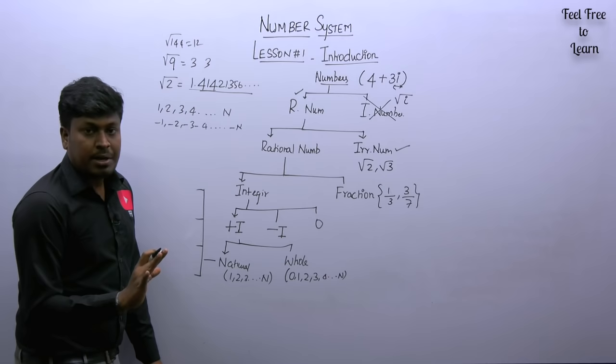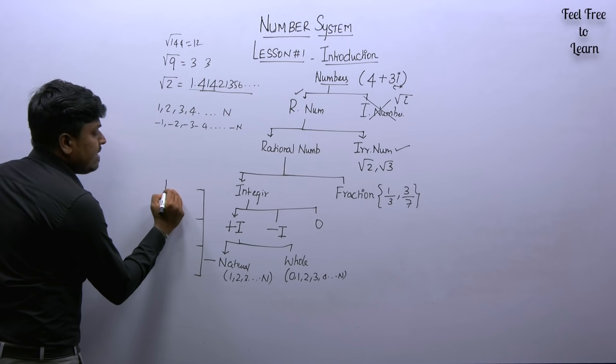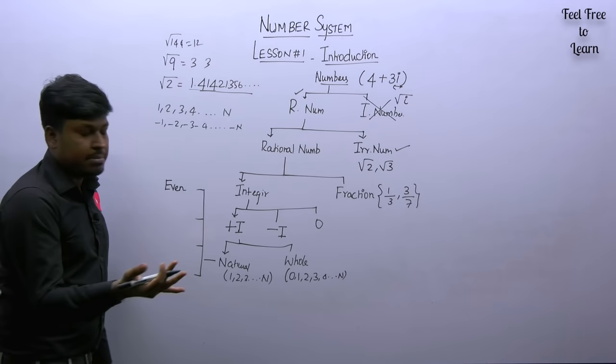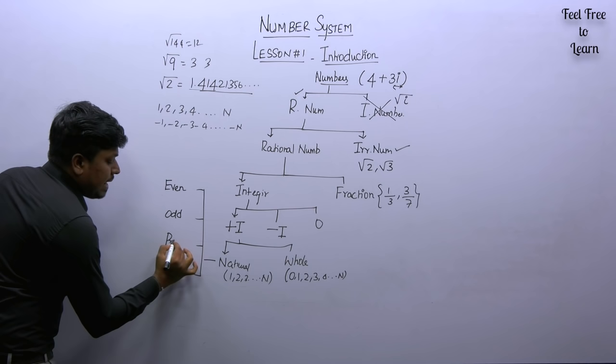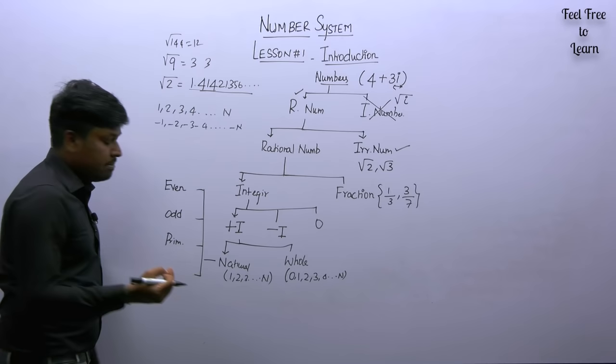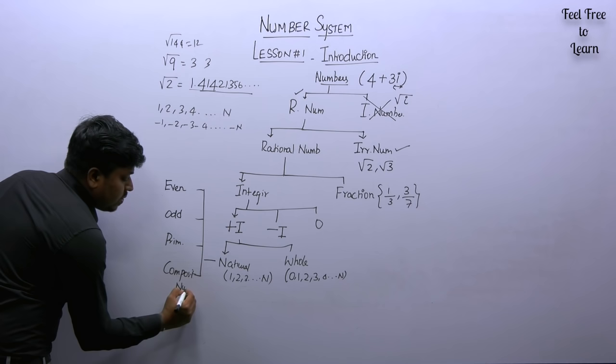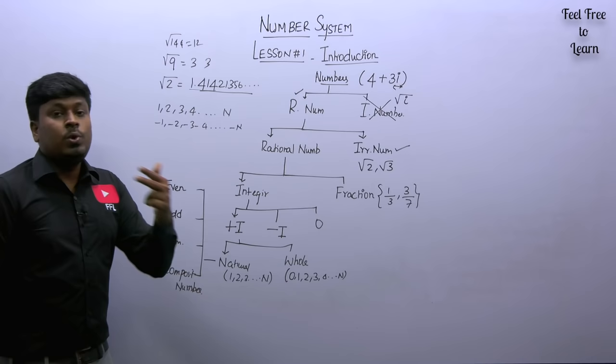So 1, 2, 3, 4 till n, how can you separate this? Even numbers: 2, 4, 6, 8. Second will be odd numbers. Third will be prime numbers. What is a prime number? 3, 5, 7. Those are called prime numbers. And the last is the composite number. You should know what a composite number is. A composite number is a number which has more than two factors.